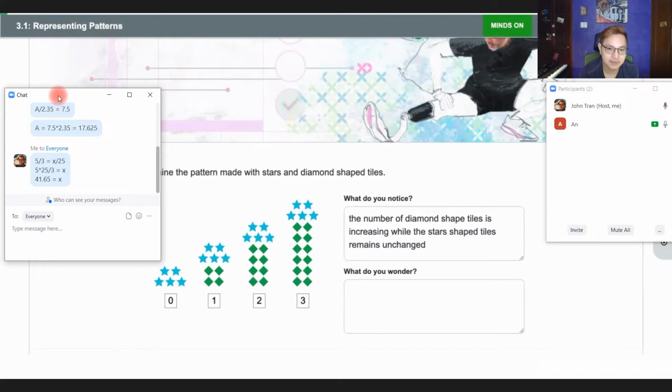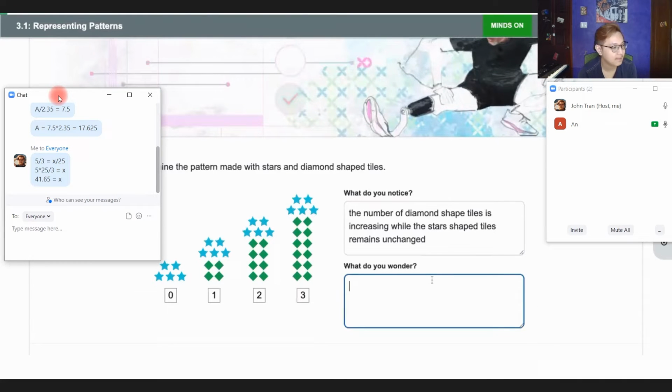What do you wonder? And then they ask you, what do you wonder? I wonder why the shape, star, shape tile remain the same. Remain the same, yeah. Even if the other ones are changing, right? Even if the other one is increasing. Yeah.